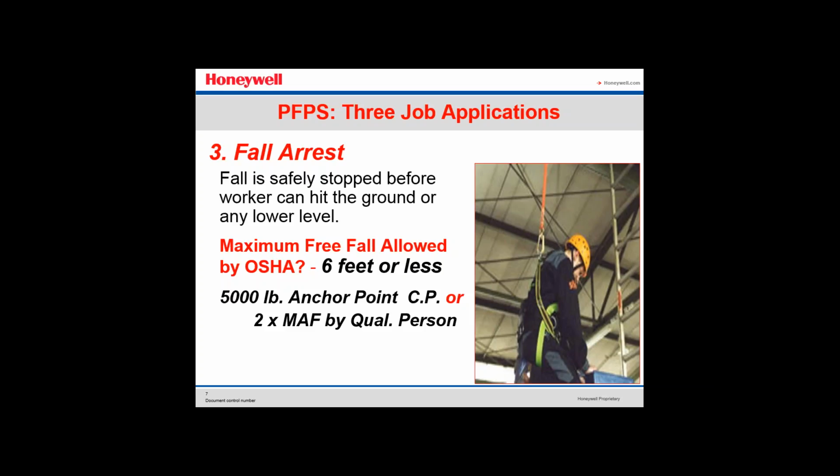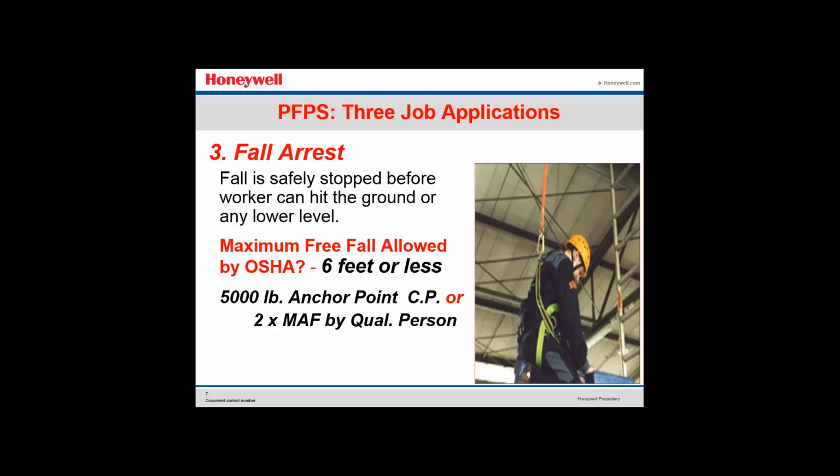So when we talk about connecting devices, if I pick a lanyard and I pick a 6-foot lanyard and I could do the job with a 3-foot lanyard, why would I not take a 3-foot lanyard? I would have less free fall distance. Okay, so 6 feet is that maximum number that the Department of Labor allows us to go. Now, with that, because we are free falling, or yelling, cussing, or swearing distance, the anchor point has to be a stronger or heavier anchor point.